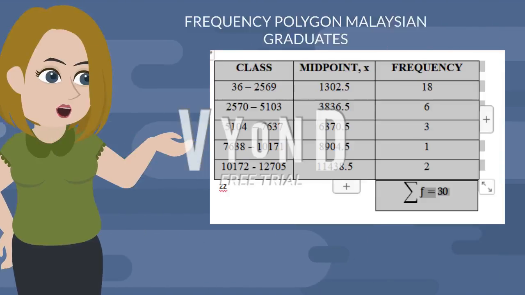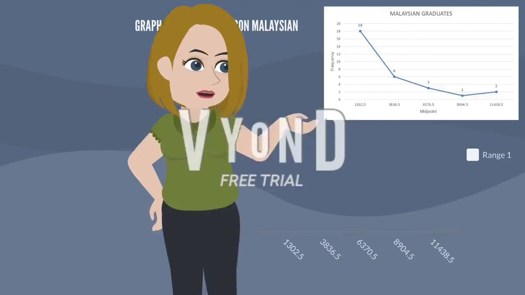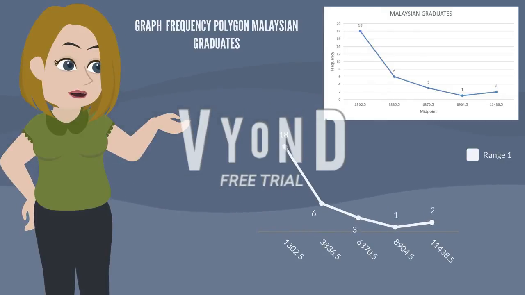Moreover, the highest midpoint is 11438.5. The next graph we want to explain is the frequency polygon, a line graph that emphasizes the continuous change in frequencies. Plot points that represent the midpoint and frequency of each class and connect the points in order from left to right. This table shows the frequency polygon of Malaysian graduates. The graph dropped sharply from frequency 18 to frequency 1 and only increased by one at the end of the graph. The highest peak is 18 and the lowest frequency is 1. These two graphs are similar and nothing changes.